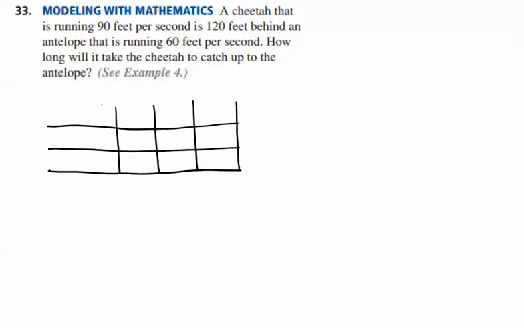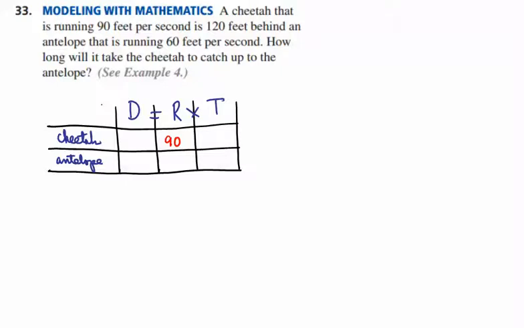So I'm going to start with my framework here, and you recall that we have distance is equal to rate times time. And we have a cheetah on one side. We have an antelope on the other. So let's see what we do know. The cheetah is running 90 feet per second. So we're going to have 90 feet per second for the cheetah, and it starts out 120 feet behind the antelope.